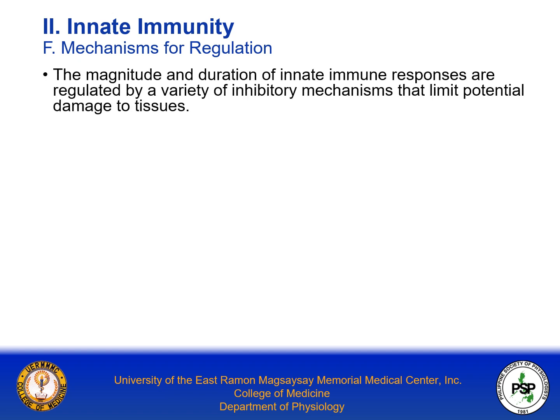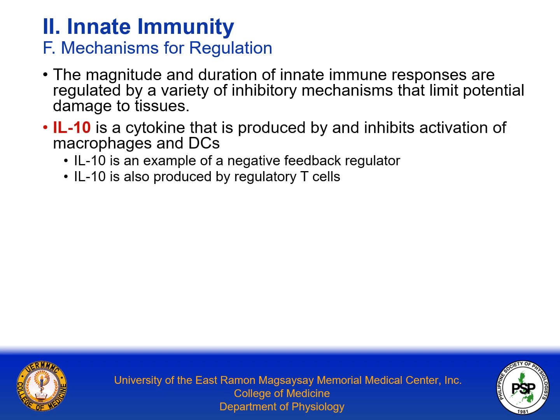The magnitude and duration of innate immune responses are regulated by a variety of inhibitory mechanisms that limit potential damage to tissues. We have mentioned a while ago that we have this interleukin 10. It is a cytokine produced by and inhibits activation of macrophages and dendritic cells. It is an example of a negative feedback regulator, and it is produced also by regulatory T cells. We also mentioned your transforming growth factor beta that inhibits inflammation. So these are anti-inflammatory cytokines.